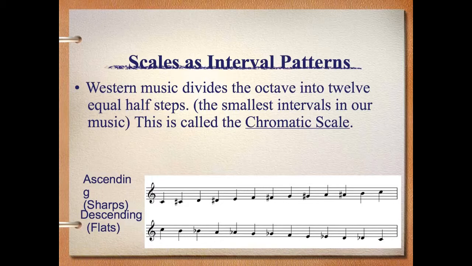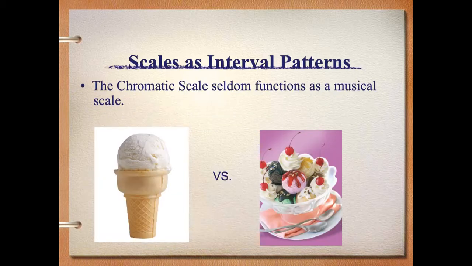So those are ascending and descending chromatic scales starting on C. Now, the chromatic scale actually seldom functions as a musical scale in music. Its purpose, however, is to color or flavor a musical melody.